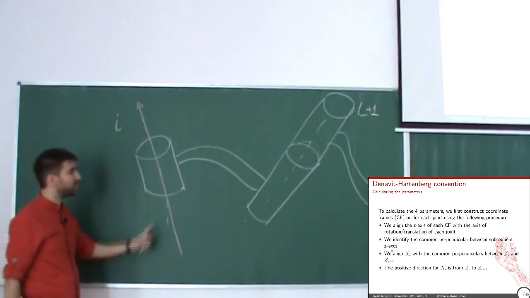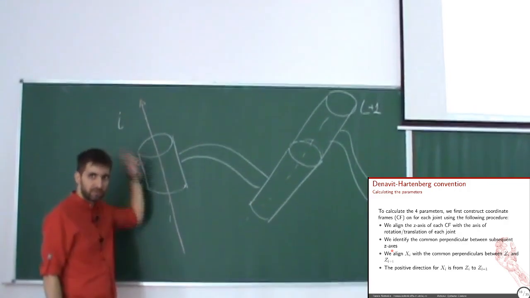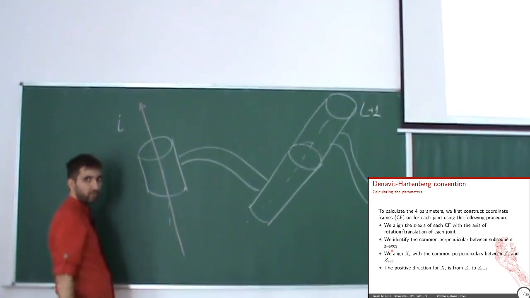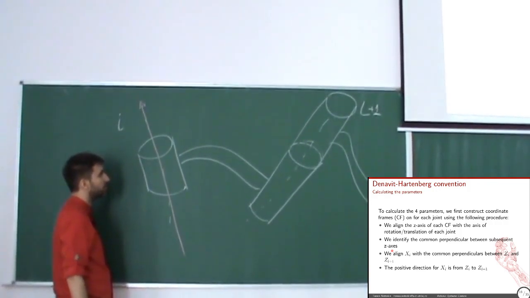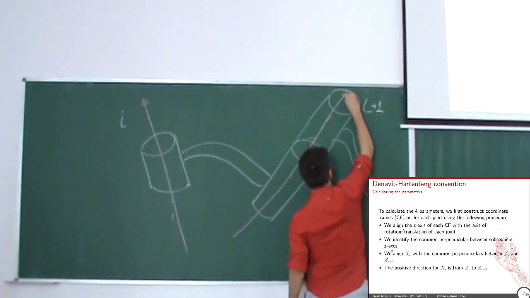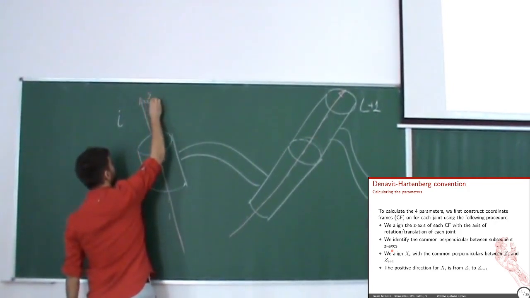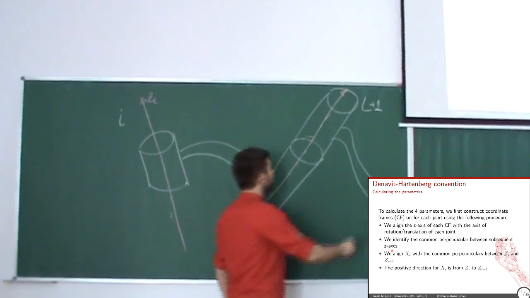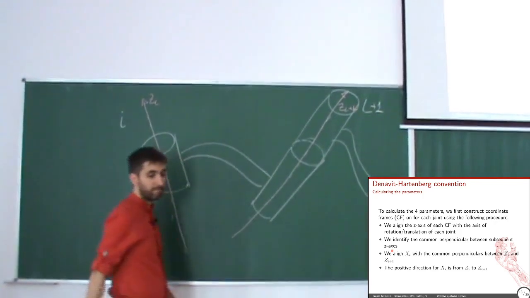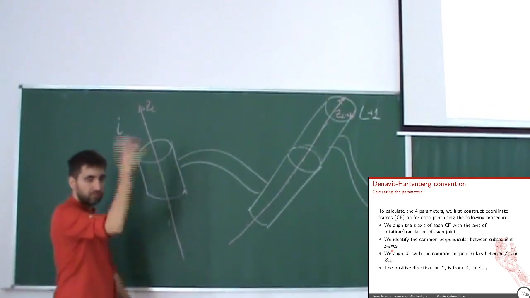An important thing to remember is that axes don't stop. They go to infinity both ways. Where the zero is at the moment is not important. It will be defined in a second. And I do the same for the second one. So this will be my Zi. This will be my Zi plus 1. Good. And I do this for all the joints from 0 to the end.